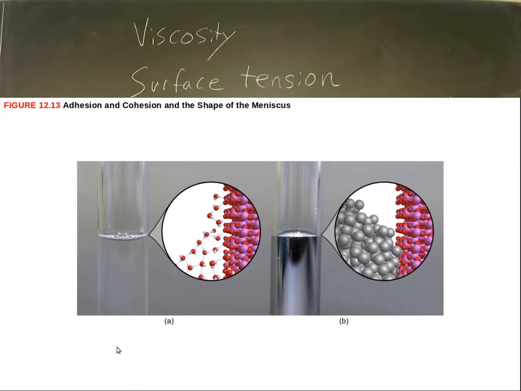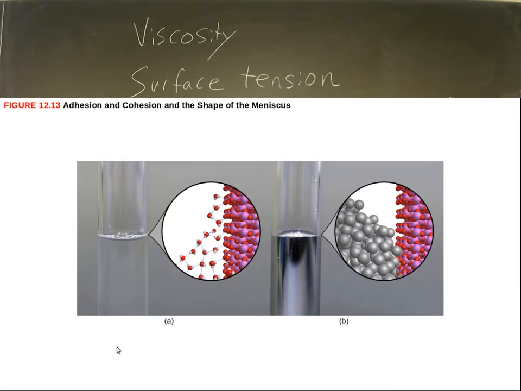And the reason is that the adhesive forces between water and glass are actually more energetically favorable than the cohesive forces. The water is going to try to minimize its energy by creating as many water-glass interactions as it can, and so the water molecules are actually going to climb up the wall of the glass and lead to this sort of curvature that we see. That curvature is called a meniscus, and for water in glass, it is a concave meniscus.